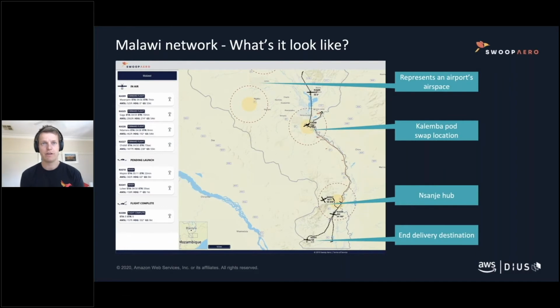This is a screenshot of our remote pilot station in an observer-only view of the drones operating in part of the southern Malawi network. This screenshot includes Nasanje down the bottom and a pod swap location called Kalemba, which is used to swap the pods, which also include the battery, over to extend the network coverage. On the left, you can see the various drones in various stages of flight as they operate between. And on the right, the pre-planned routes, the lines that the drones are tracking, and the autopilot will fly throughout the operations.